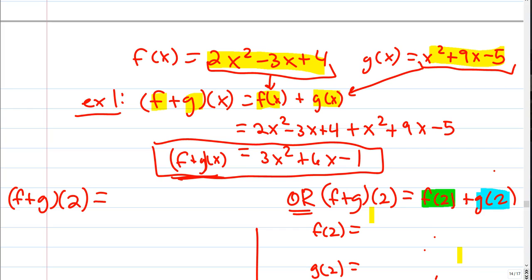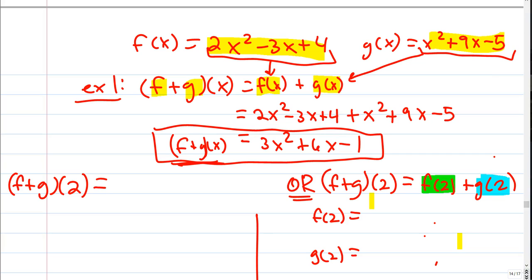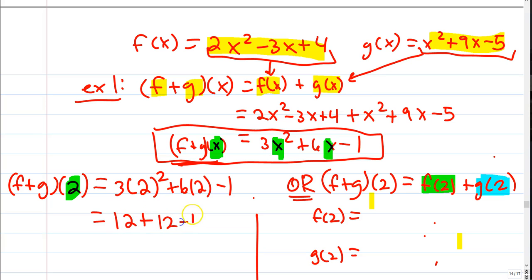So what if I wanted to do f plus g of 2? Well, we've done this before. I'm going to focus on the left one. I know what f plus g of x is, right? So f plus g of 2 just says go to our new combined function and stick a 2 in place of that x. So it would become 3 times 2 squared plus 6 times 2 minus 1. I can put it into our new function we created there. So it becomes 3 times 4, or 12, plus 12 minus 1. It becomes 23. That is what f plus g of 2 is.